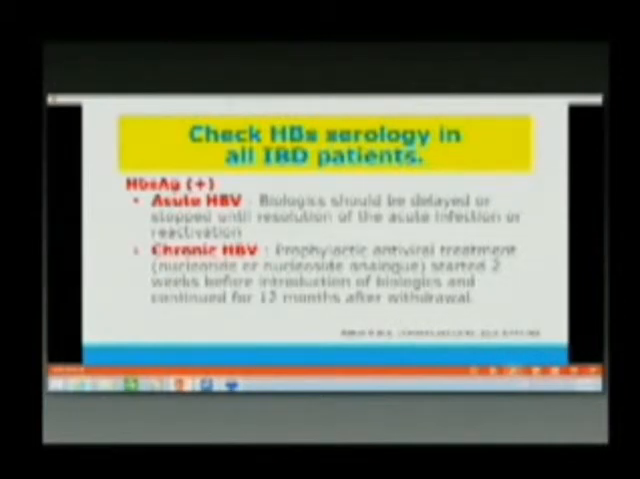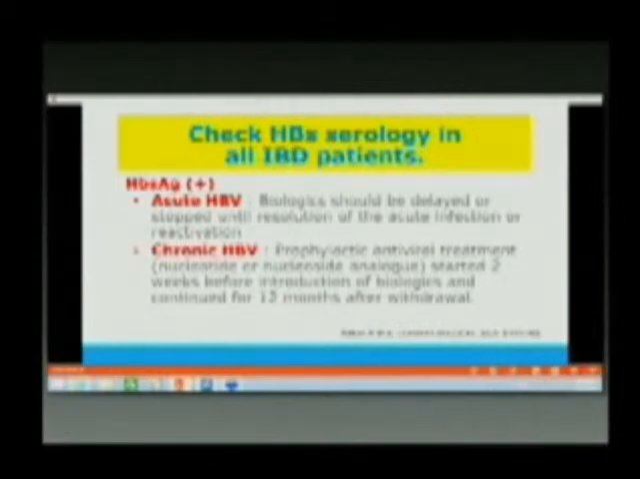One series showed 50% of the patients reactivating. And of course, one patient died in that series. So check your serologies. You check your HBs antigen. If it's positive, then you'll have to determine whether this is acute or chronic hepatitis B. If this is acute hepatitis B, then biologic should be delayed or stopped until resolution of the acute infection.